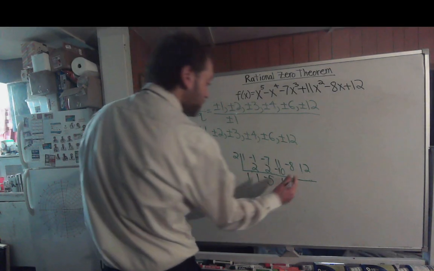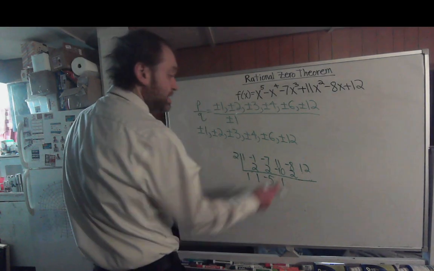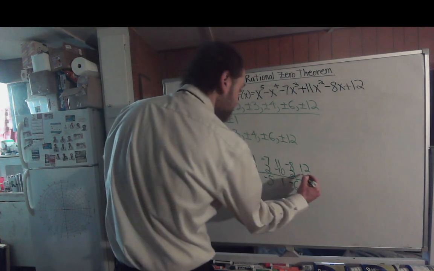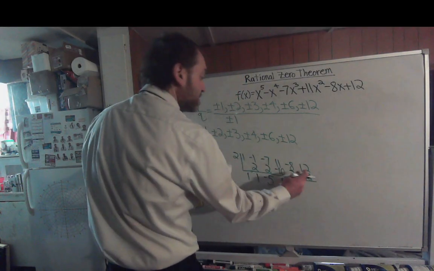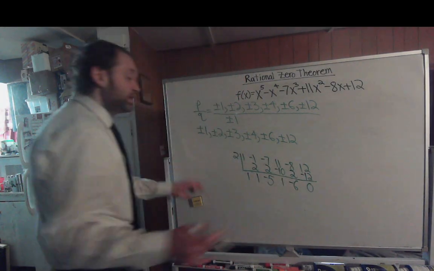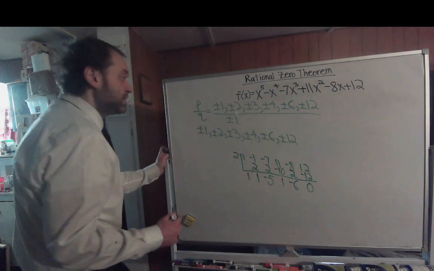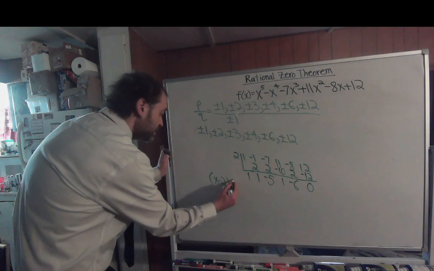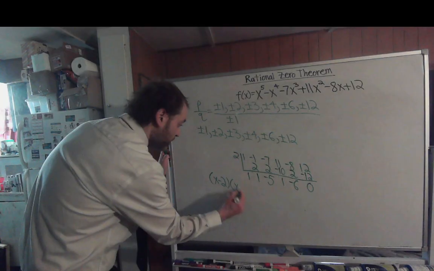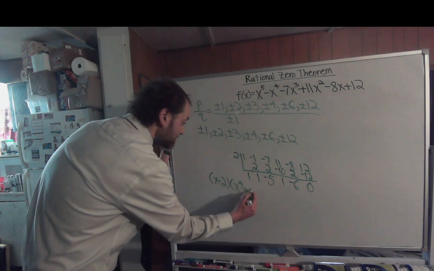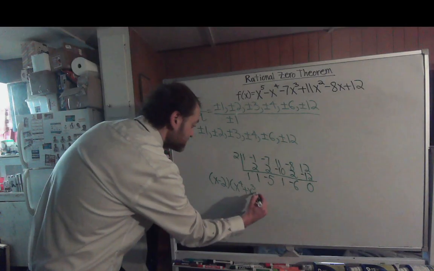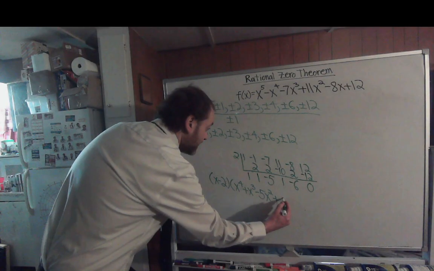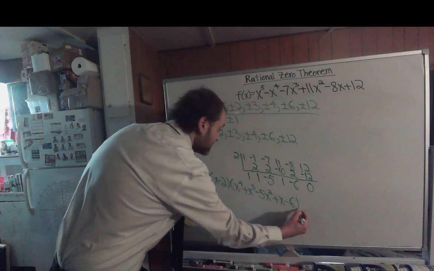Alright, 2 times 1 is 2. Negative 8 plus 2 is negative 6. 2 times negative 6 is negative 12. Well, 12 minus 12 is 0. So what do you know? We found a factor. So this can be written as x minus 2 times the quantity of x to the 4th plus x to the 3rd minus 5x squared plus x minus 6 equals 0.